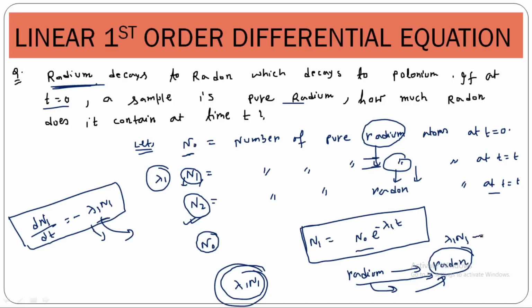So we have lambda 1 n1 minus lambda 2 n2. At t is equal to time, the rate of change of radon has this equation: lambda 1 n1 minus lambda 2 n2. Okay, so this is equal to dn2 upon dt. You can get this in your radioactivity chapter in nuclear physics. Okay, so let me analyze this thing again, for your clarity.